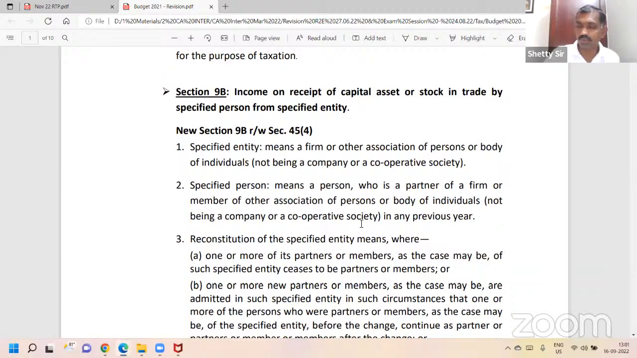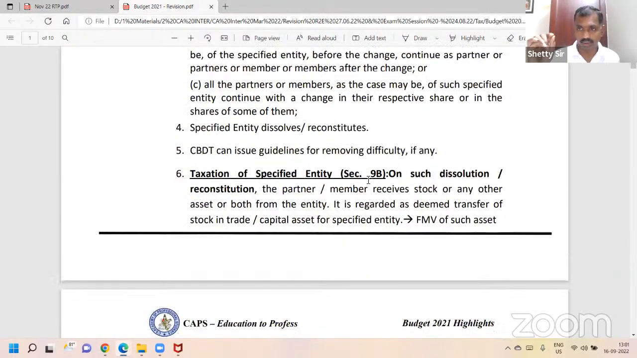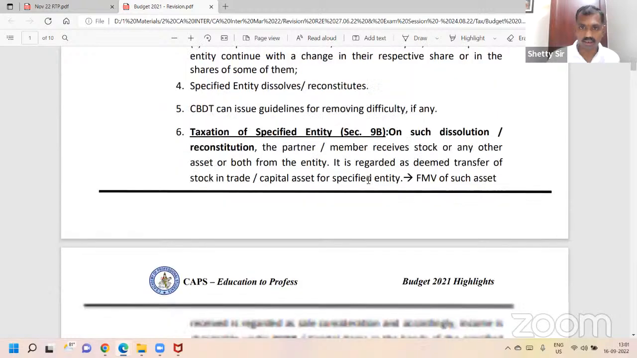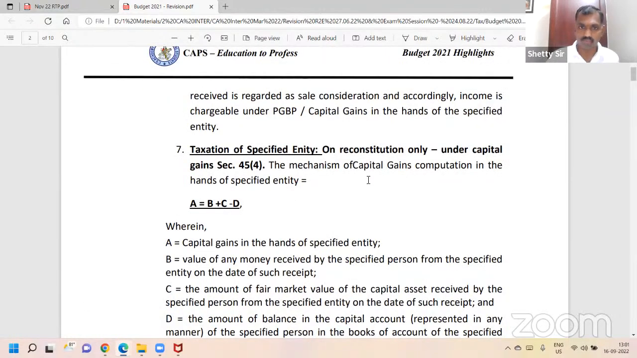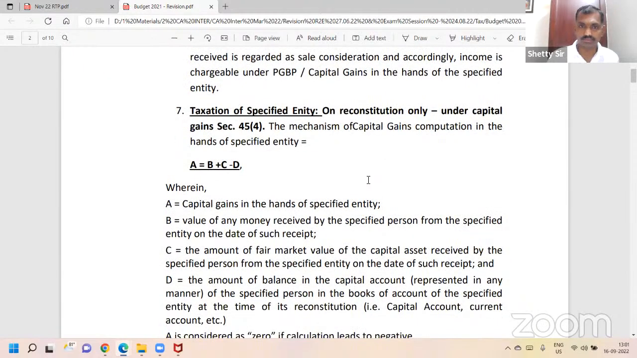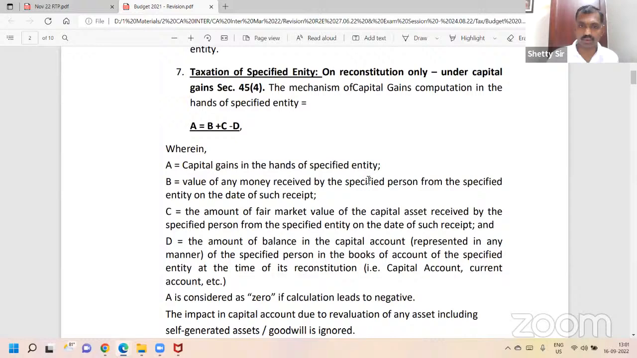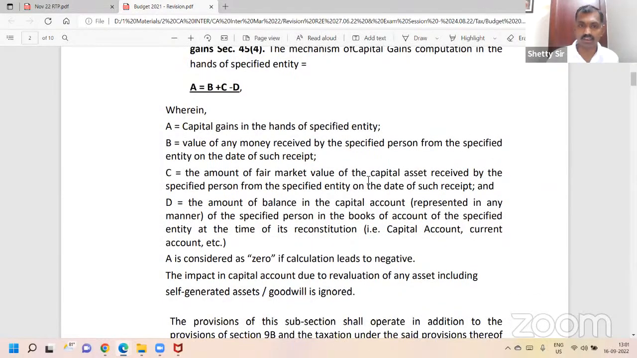By firm to partner, the reverse. By firm to partner: Section 9B, read with 45(4). Refer to the detailed discussion in class; since it is complicated, I did a detailed discussion in class. Below that, you write anyhow: capital gain for the firm is equal to A is equal to B plus C minus D.